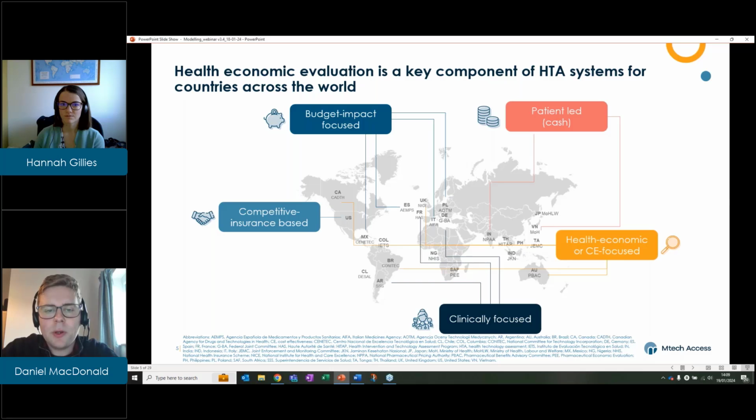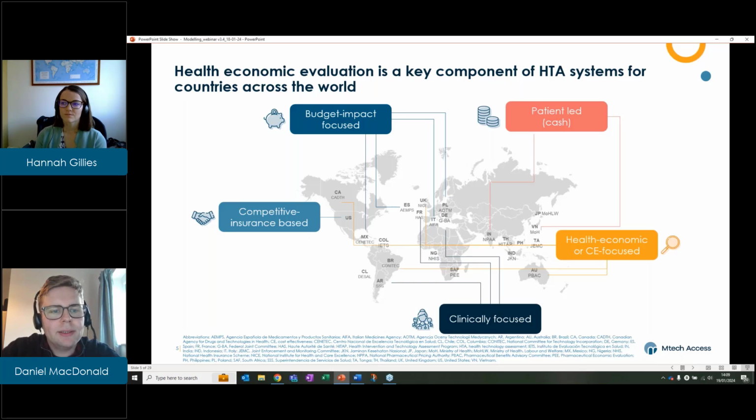There are then clinically focused countries. The main example here I'd say is probably France. With the French market, you've got the ASMR scale, which ranks drugs compared to existing treatment options from a clinical point of view. The first level of ASMR is a major improvement clinically, and on a 5-point scale, the fifth point represents no improvement. Those clinical rankings are of specific importance when considering the economic evaluation component.